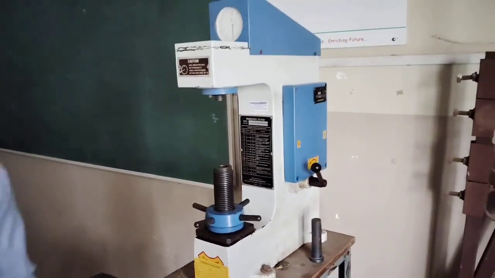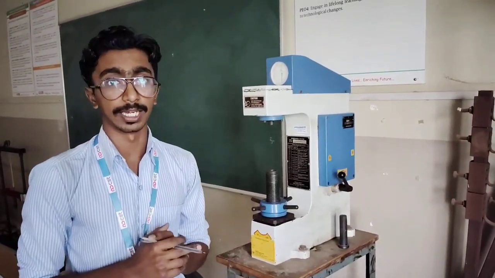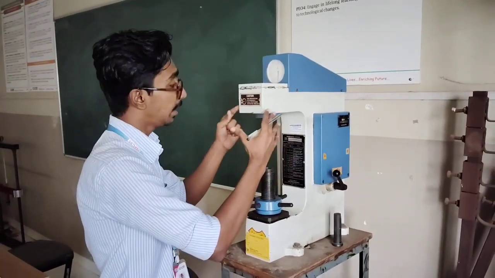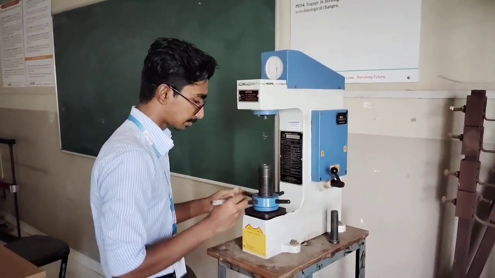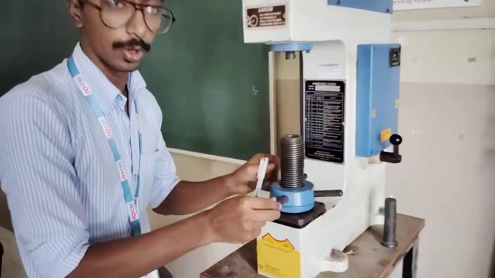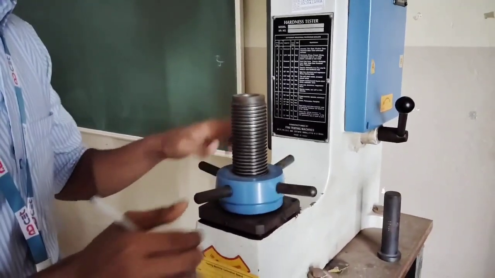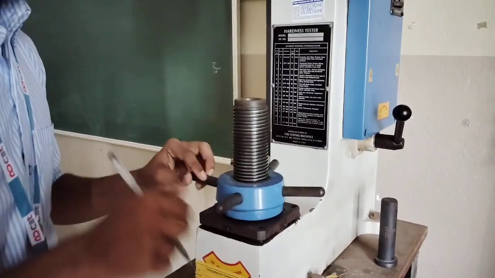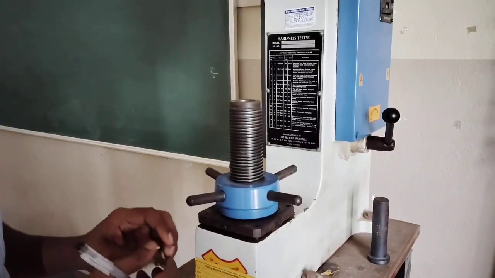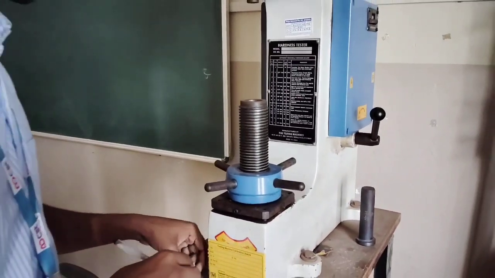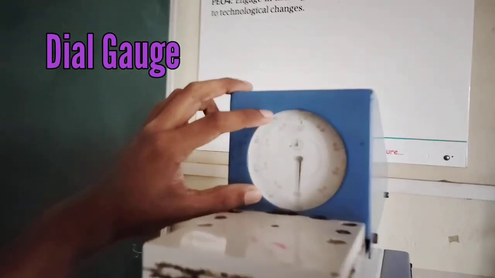Now, in order to do the hardness test, first we have to understand what this Rockwell hardness testing machine is and what its various components are. Let us start one by one. This one is called the anvil. The anvil helps in going vertical. As you can see, it can go up as well as downwards depending upon our specimen. Second is the dial gauge.